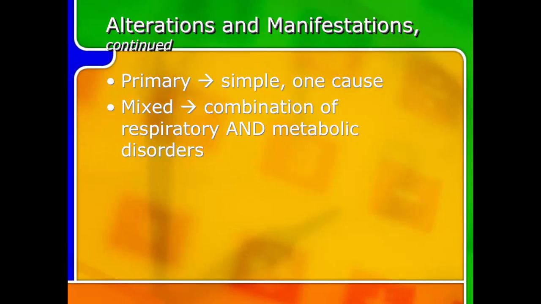Acid-base disorders are further defined as primary or mixed. Primary, they usually just have one cause. It's also known as simple. An example would be respiratory failure, which often causes respiratory acidosis. Your mixed is a combination of respiratory and metabolic disorders.